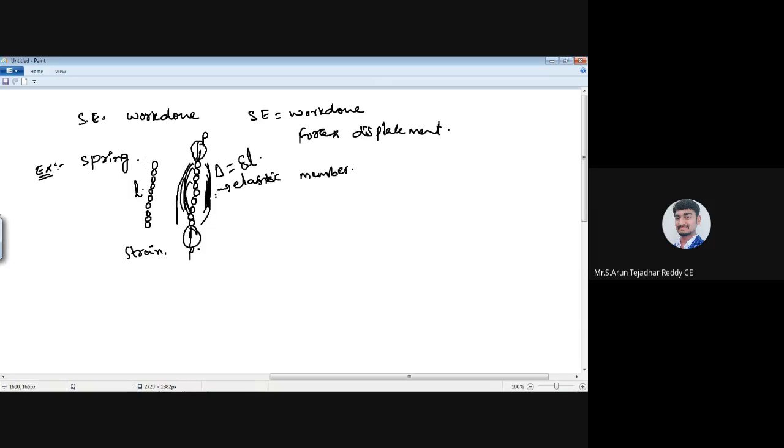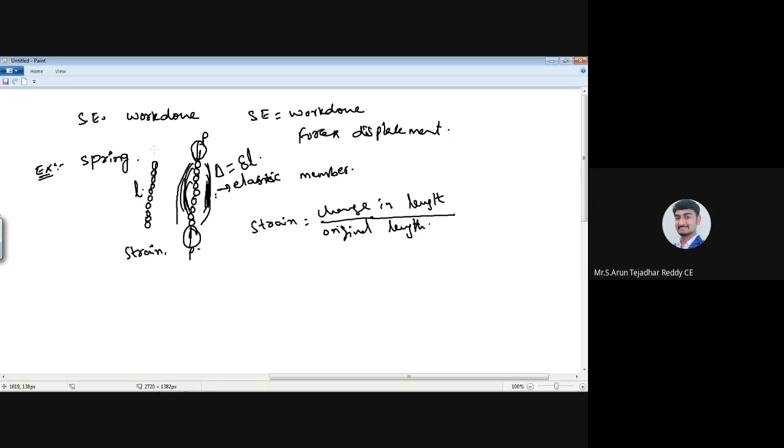This change in shape is called a strain. Why? Because your strain formula is change in dimension by original dimension. But here we are considering length. So change in length by original length.